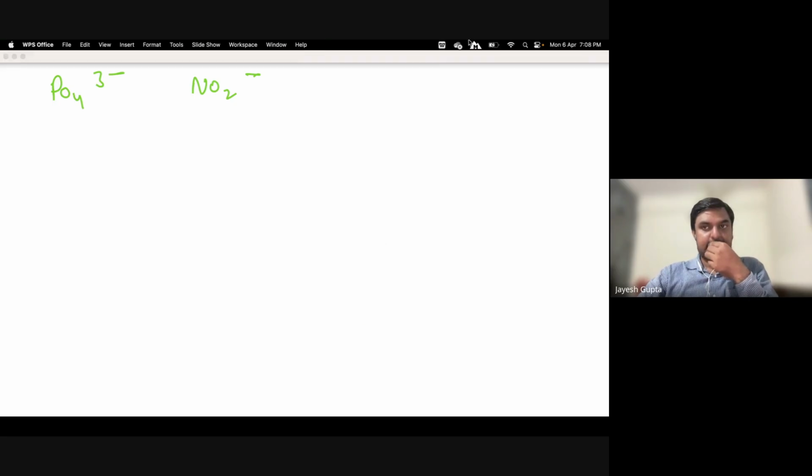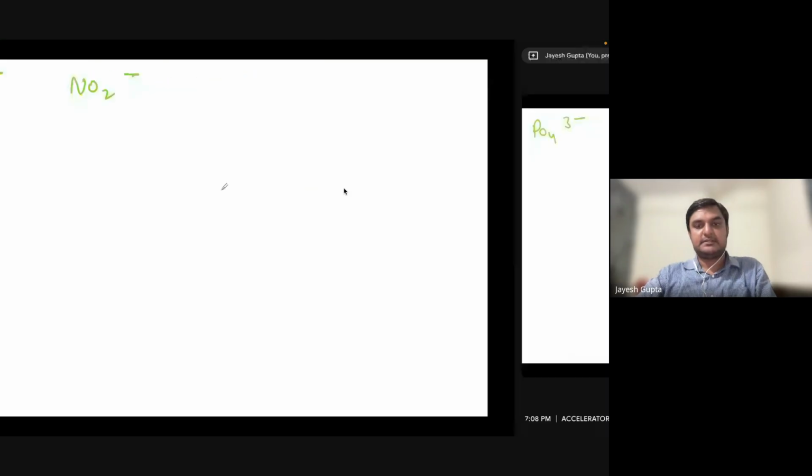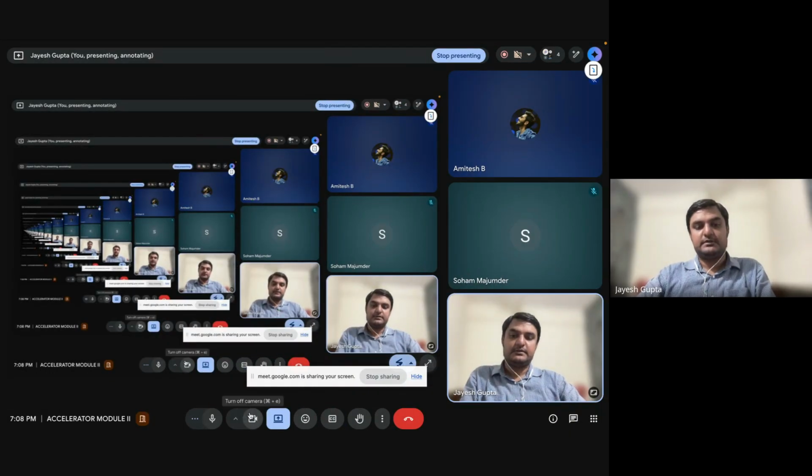Okay, so now I'm giving you two structures. One is PO4 3 minus. Another one is NO2 minus. Please write their resonating structures, resonance hybrid, and calculate bond order. I'm giving you 5 minutes. So within 5 minutes, you can do it.